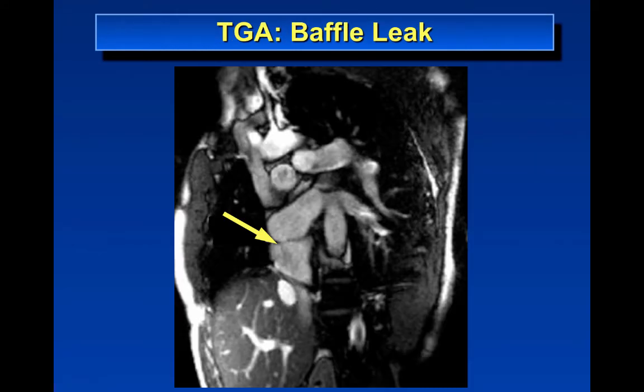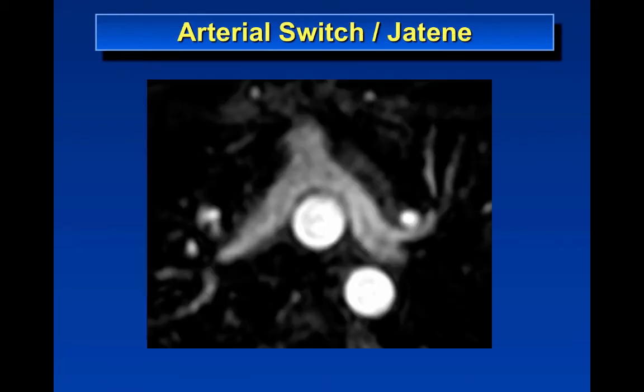Now, as I mentioned, it's important to assess baffle leak. We see in this patient there is a baffle leak here with a jet. It's a left to right shunt in this particular patient. So that's another complication of repair of transposition of the great arteries.